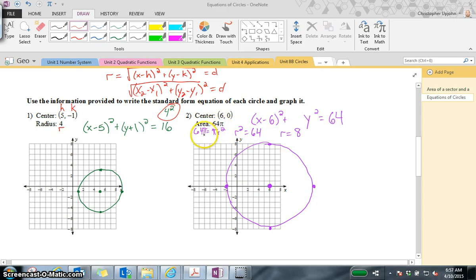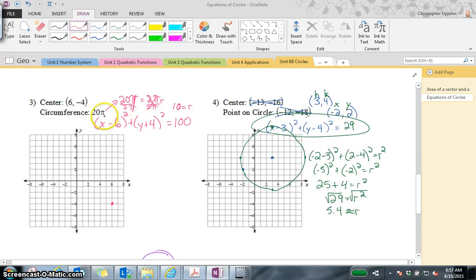Here, number 2, they give you the area. Well, area is 64 pi. Remember, area is pi r squared. So 64 pi equals pi r squared. You take out the pi's, you get 64 equals r squared. That's what we want anyways. We want r squared. So it's x minus 6, it's the opposite of this, plus, well, it's 0 is my k, so y minus 0 is just y squared, equals, and our r squared is 64. Our radius is 8 when we want to graph it, so we go 8 each way from our center.